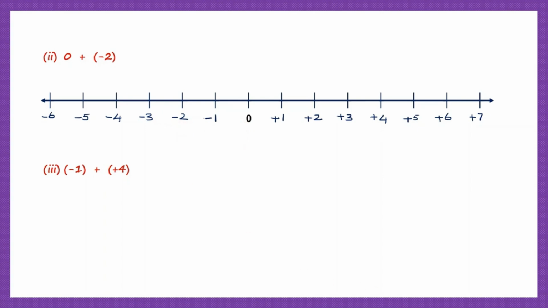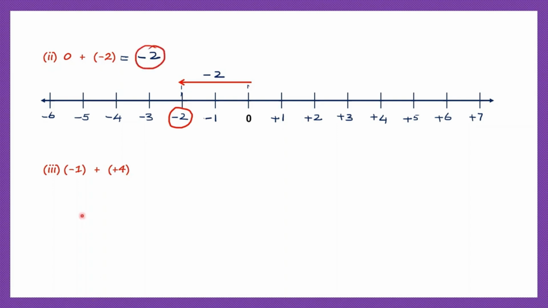So let's begin. We can begin from 0 and we're going to move 2 places to the left because it is minus. So we have moved 2 places to the left. So this is minus 2 and we've reached minus 2 here. So this is our answer. So here let's write that. The answer is minus 2. So we've got our answer.